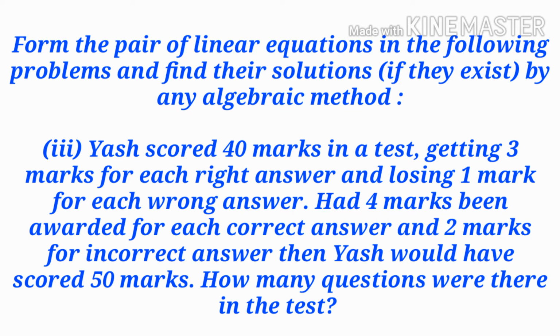Come to the next statement. Had 4 marks been awarded for each correct answer and 2 marks for incorrect answer, then Yash would have scored 50 marks. So once again the second statement. Had 4 marks been awarded for each correct answer and 2 marks for incorrect answer, then Yash would have scored 50 marks. How many questions were there in the test? So this is the question.